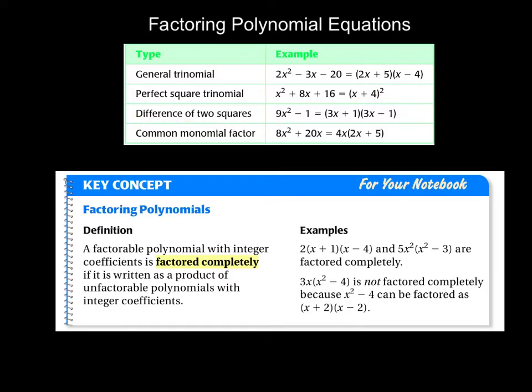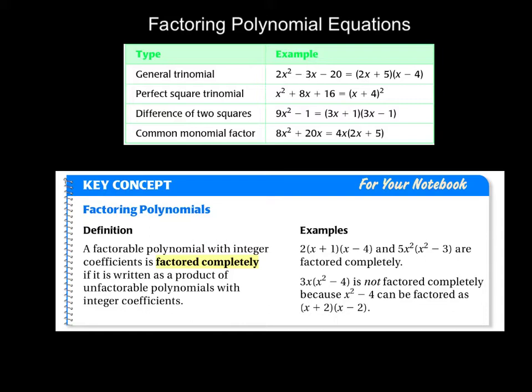Another one we've seen is the difference of two squares. Here we have 9x squared minus 1. 9x squared here is a perfect square, and 1 is also a perfect square, so if we take the square root of both of those, the square root of 9x squared gives us the 3x, and the square root of 1 gives us the 1. And we have a plus and minus here, so that means our middle term is going to disappear.